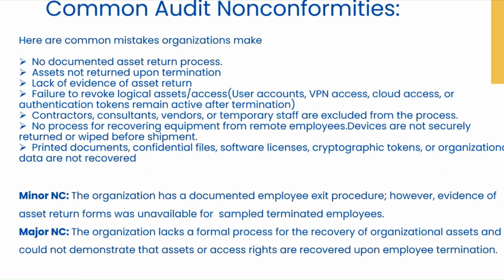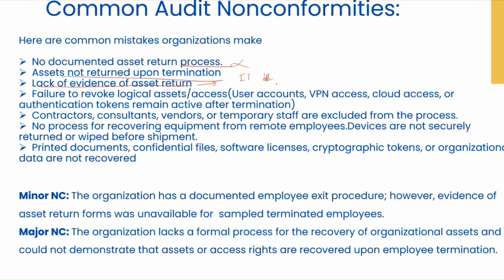Now, what are the common audit non-conformities? No documented asset return process. They don't have any documented process. Assets not returned upon termination. Lack of evidence of asset return. You should have evidence saying that the asset has been returned. Maybe it should be a confirmation from the email, or it should be documented from the IT manager saying, okay, this person has returned all the assets.